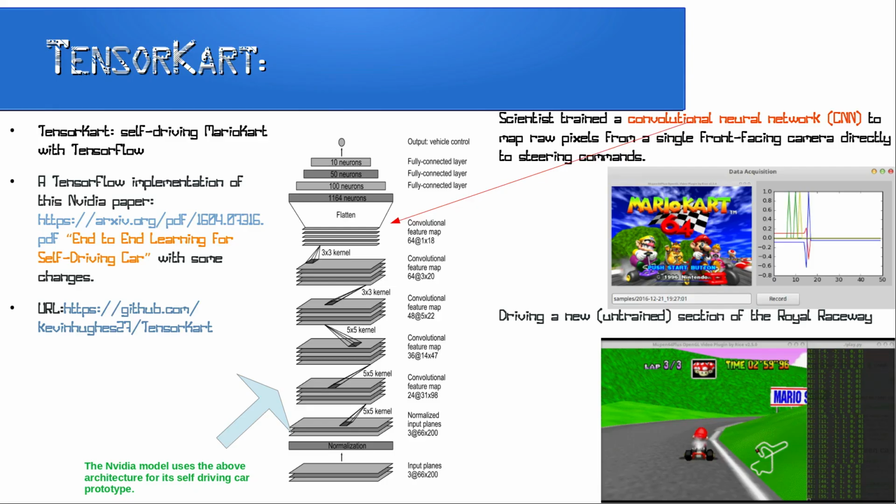The second project is TensorKart. It's a self-driving Mario Kart game implemented using TensorFlow. In this TensorFlow project, TensorKart, a convolutional neural network, CNN, was trained to map raw pixels from a single front-facing camera directly to steering commands. It used the Adam optimizer along with L2 normalization and dropout algorithm for training.